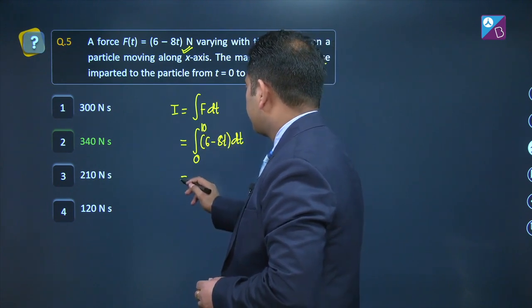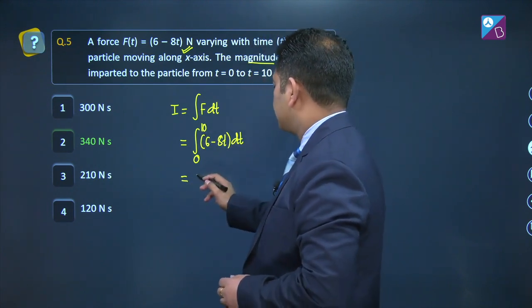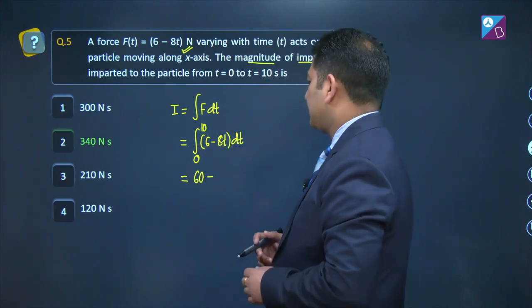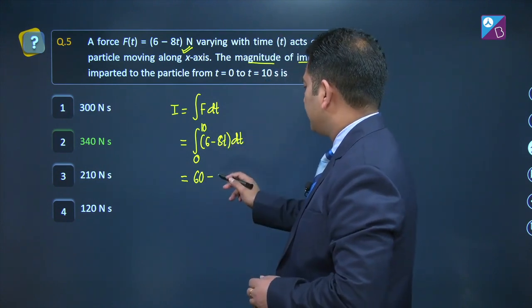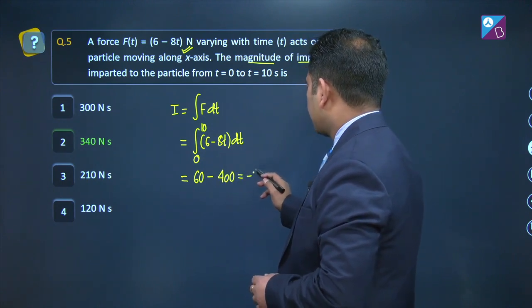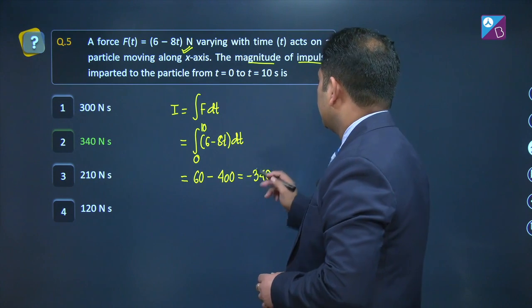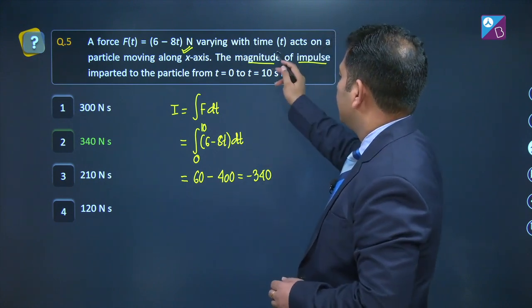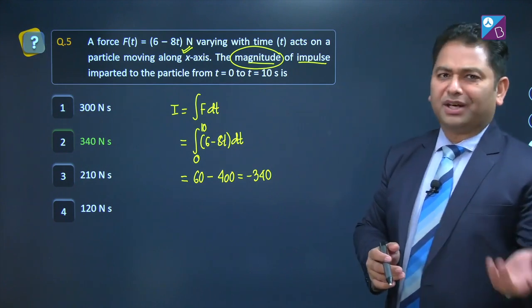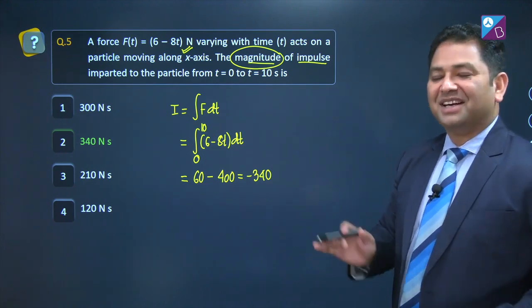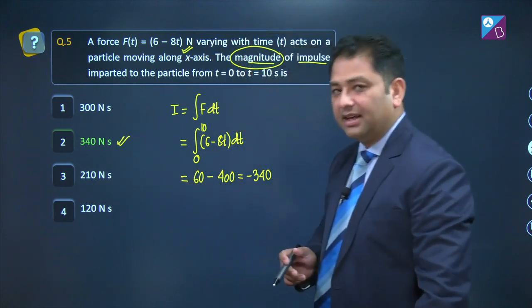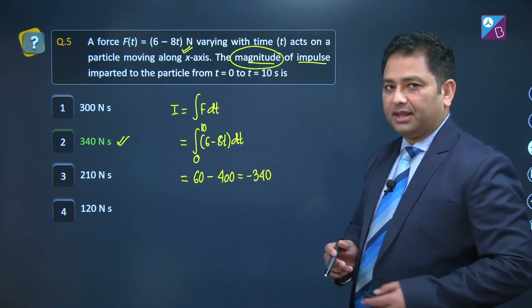I believe this simple integration you can do, so that will become 60t minus 4t square. So that will be 600 minus 400, which is... Sorry, evaluating at 10: 600 minus 400 is 200. But एक शब्द पे ध्यान देना, magnitude. So magnitude means if there is a negative value, you make it positive, as simple as that, nothing more than that. So 340 Newton second will be the impulse acting on the block.